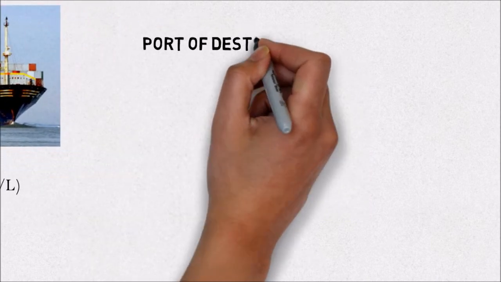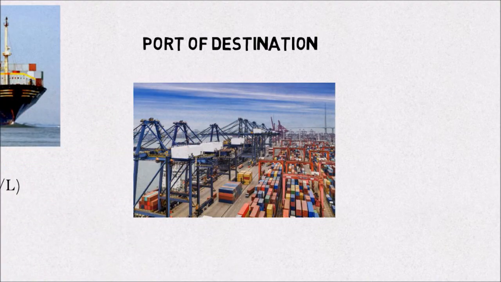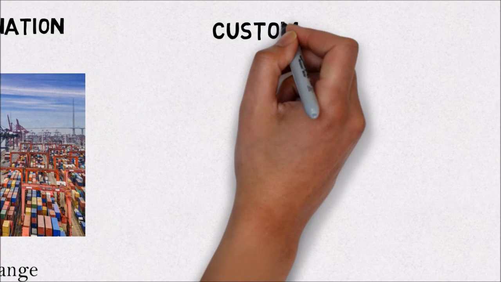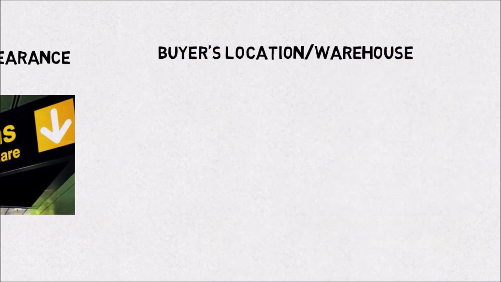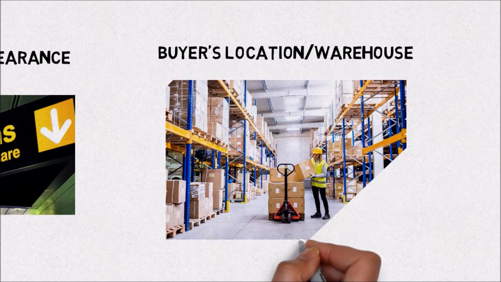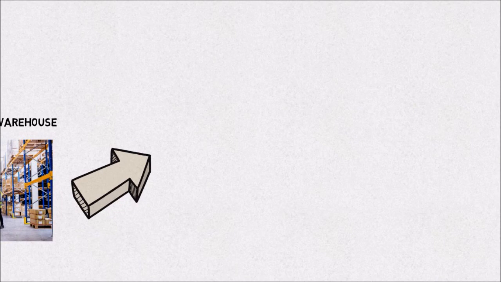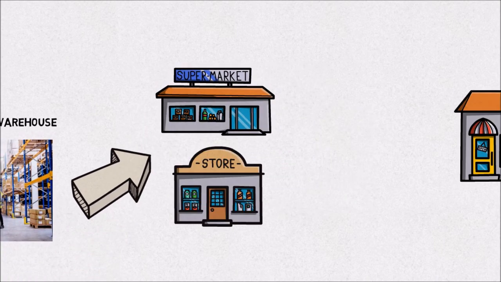Then, your product will reach the port of destination in Malaysia. It includes the bill of exchange, which is a negotiable document to pay a certain sum of money. Then, it will go through customs clearance again. Next, the product will be safely delivered to the buyer's location or warehouse without any problem. And lastly, the product will be delivered to the retailer and you can get it through a supermarket, store or shop near you.